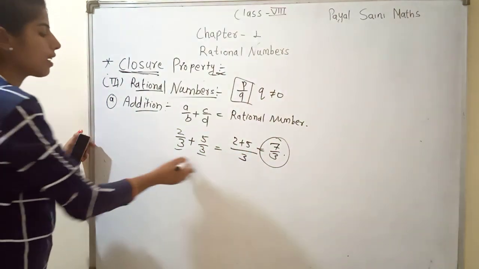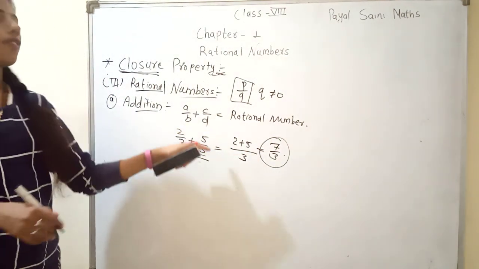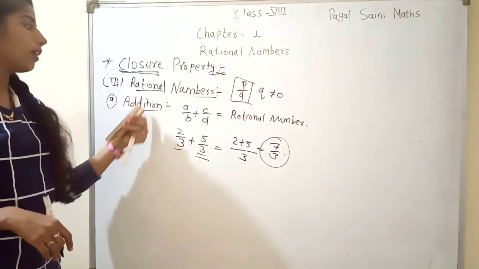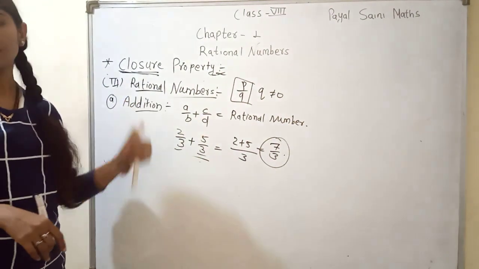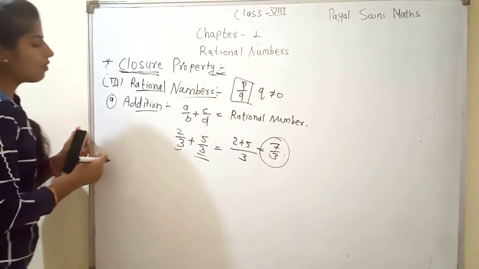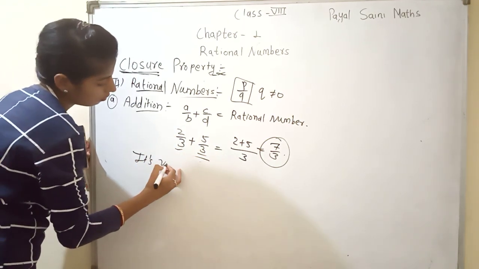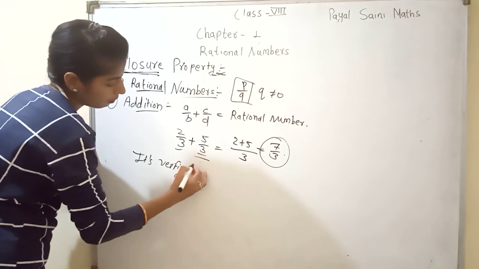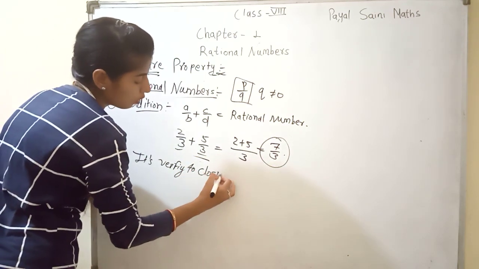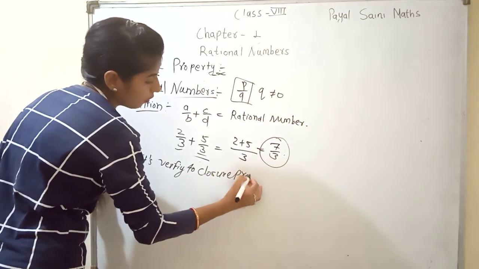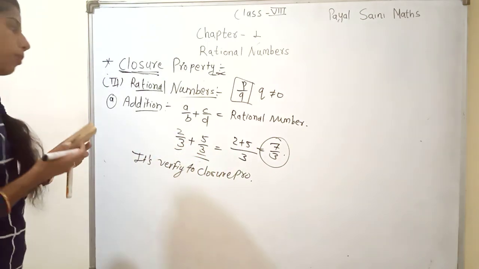By this example we can say that in rational numbers, addition is verified to closure property. Now we start our second point, and we also write here that it's verified to closure property.